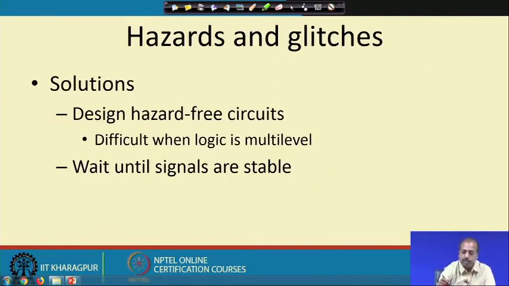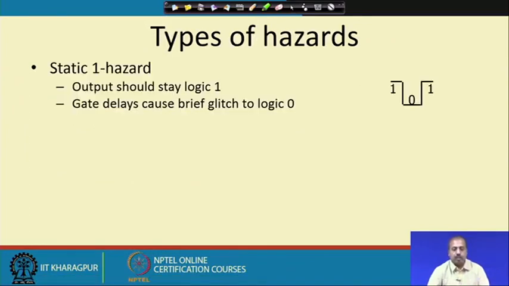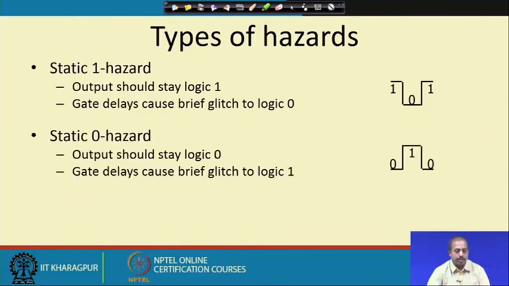So, another possibility is that we wait till the signal becomes stable. There are two types of hazard. One is known as static 1 hazard. Static 1 hazard means that the output should ideally remain 1, but in between there is a glitch and it goes to logic 0 for some small amount of time. So, this is called static 1 hazard.